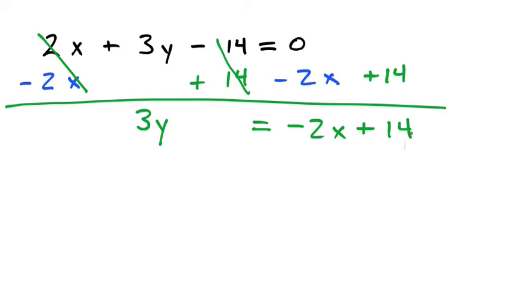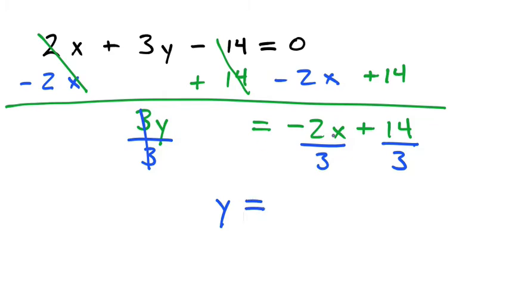Okay, get the y all by itself on one side of the equation, and then whatever number is attached to y, I'm going to divide everything by that number. Next step is to divide everything by 3. 3 divided by 3, I'm left with just y.